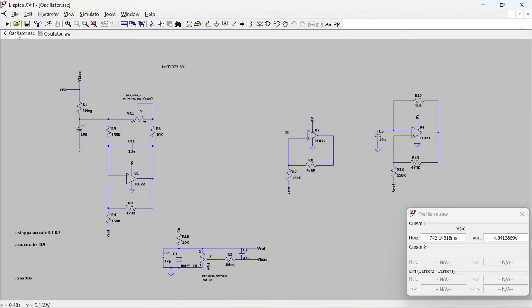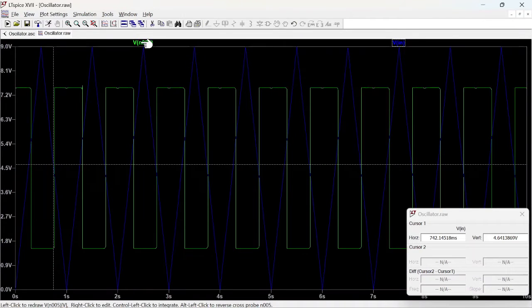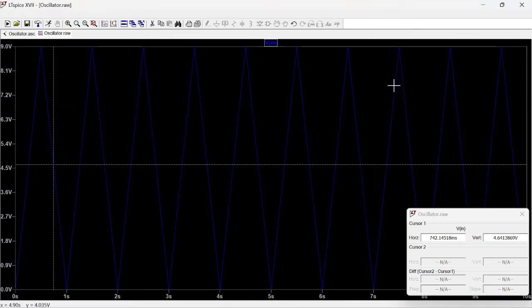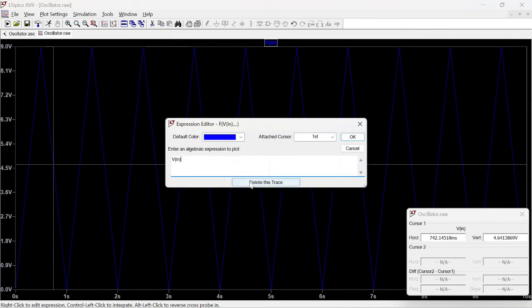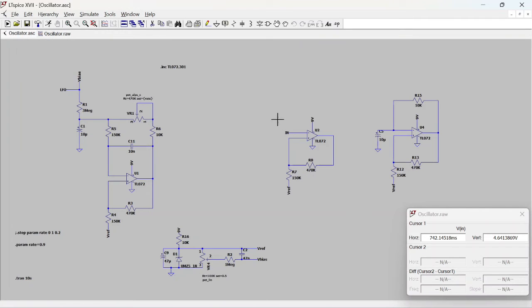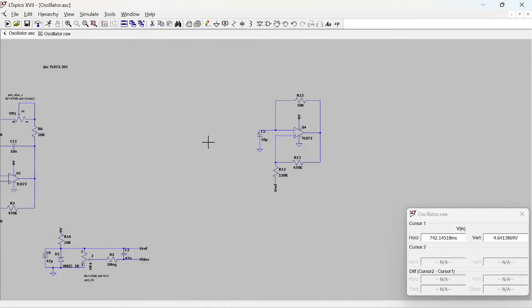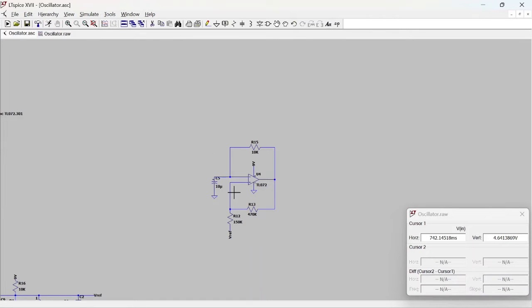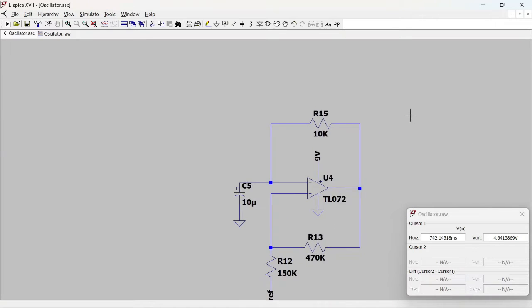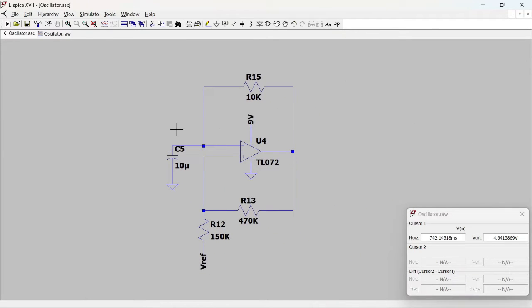Let me just remove this. So I'm just going to delete this one. So if I look at just this part here, I made an oscillator out of this. Let me zoom in. This is just how to create an oscillator with a Schmitt trigger circuit.